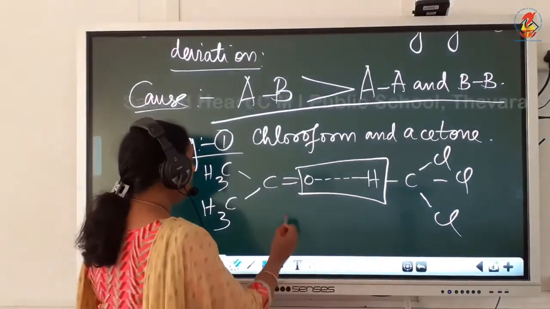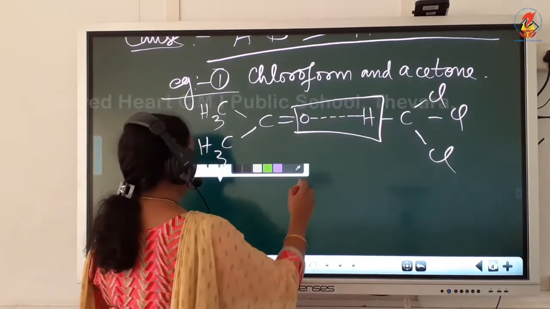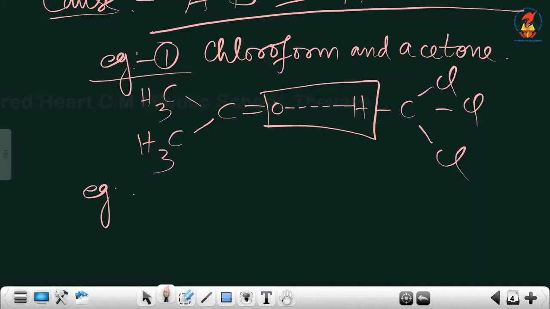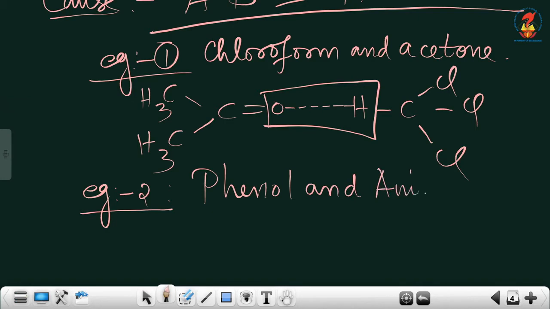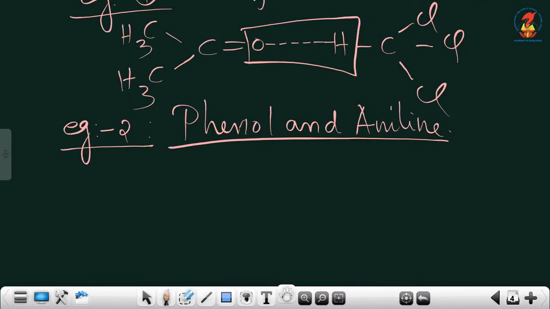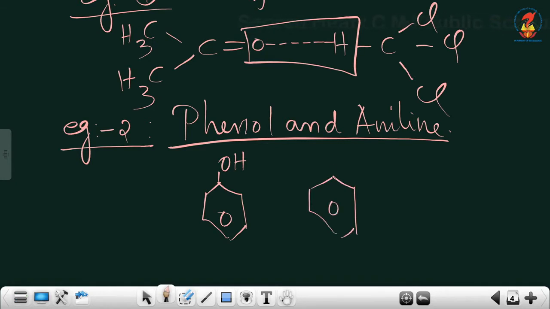Now, the second example for non-ideal solution showing negative deviation from Raoult's law is between phenol and aniline. Phenol and aniline. Now, when phenol and aniline are mixed together, you know the structure of phenol. Phenol is C6H5OH. And aniline formula is C6H5NH2.